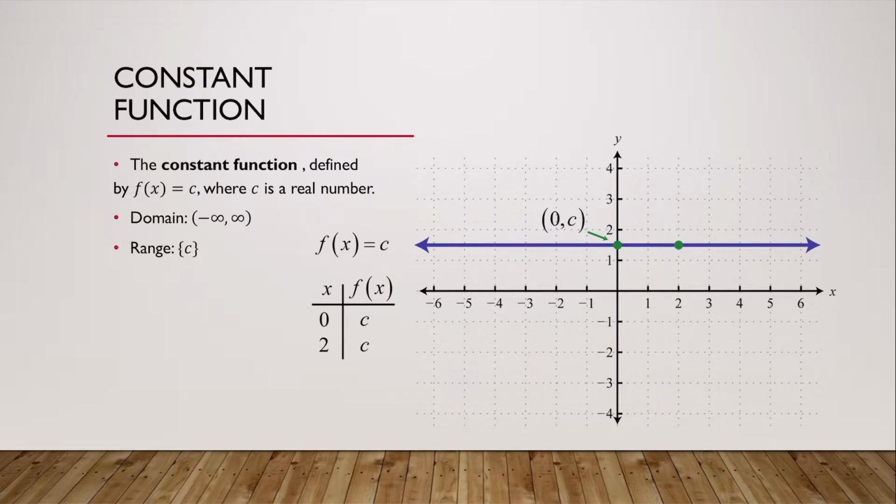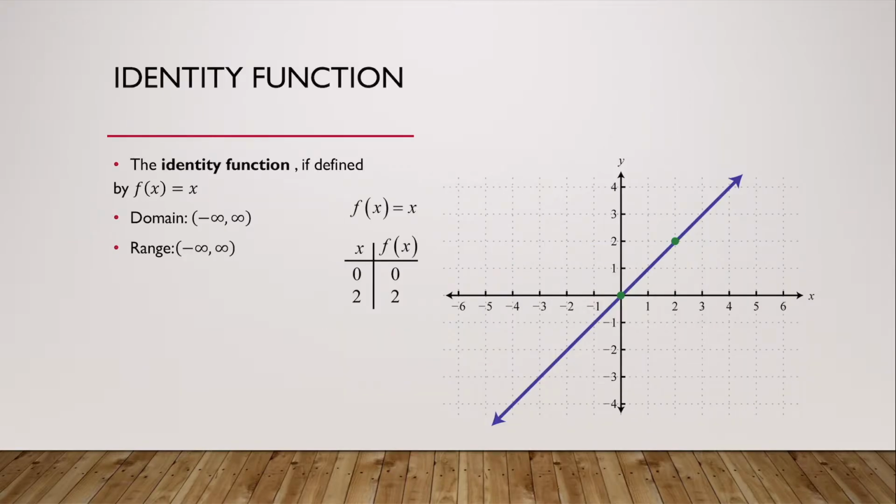Its domain, remember that's all its possible x values, goes from negative infinity to positive infinity. And its range is just that constant, right? So here, maybe this is the graph of f of x equals 3/2 is what I think it is. So that's a constant function. It's an example of a linear function.